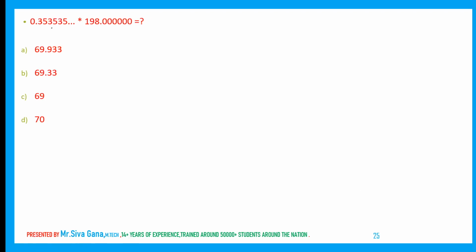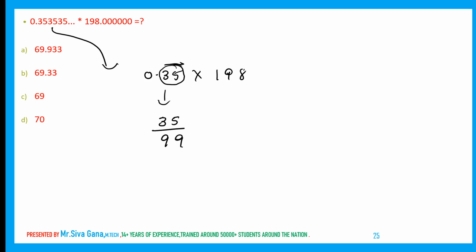This is a recurring number, 0.35 bar, into 198. Here two digits, 3 and 5, are repeated, which we convert into a fraction. This is the process to convert a recurring number into a fraction. If 3 digits are repeated, I can place 999. If 4 digits are repeated, I can place four nines. Here 2 digits are repeated, so 99 into 198.